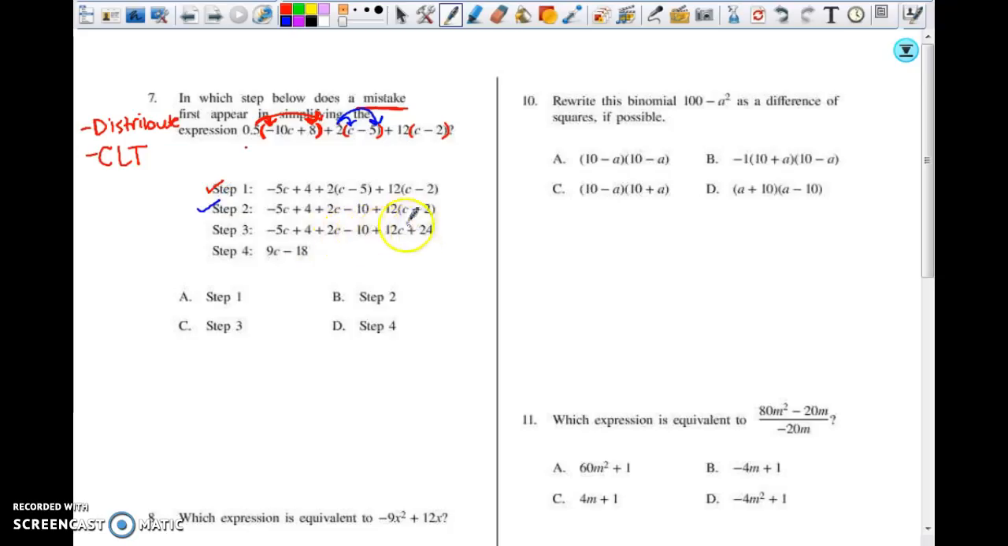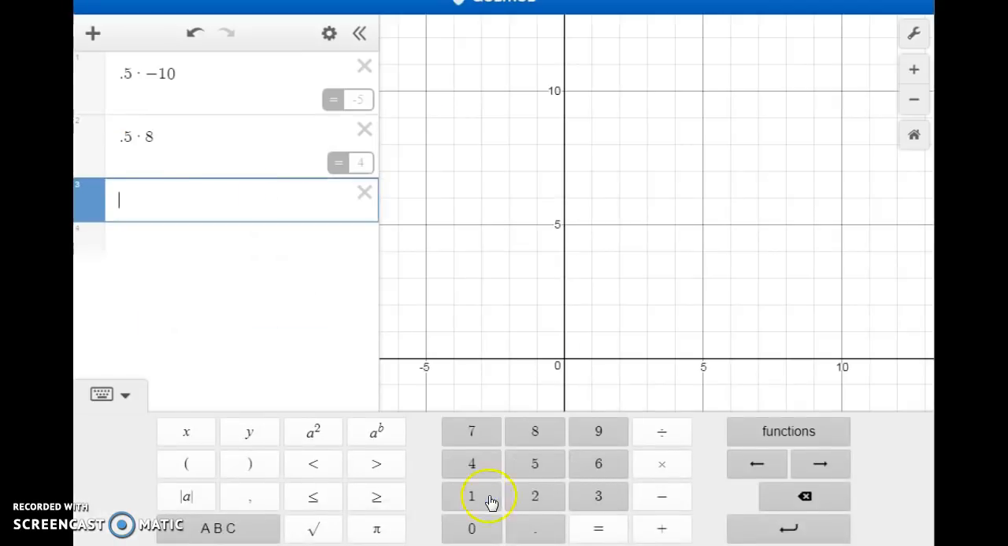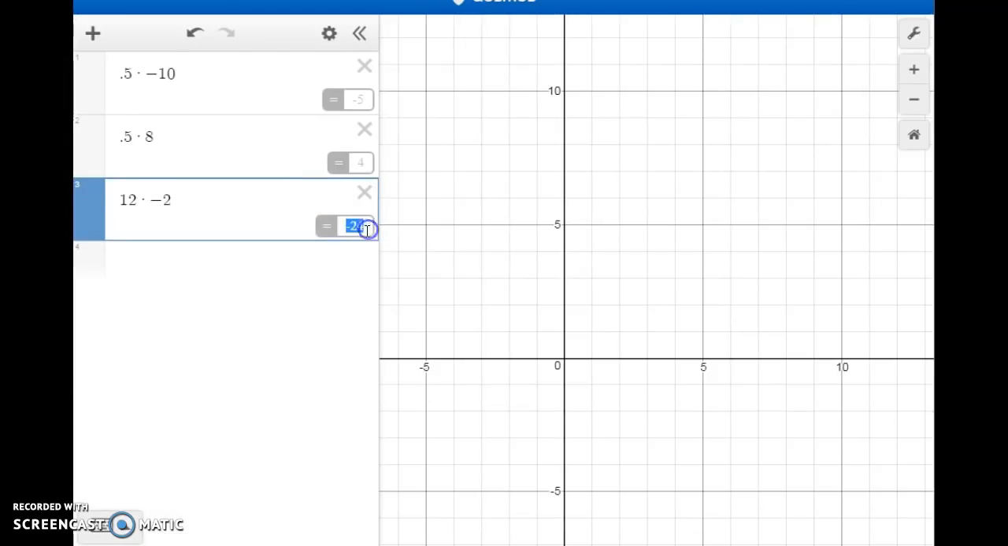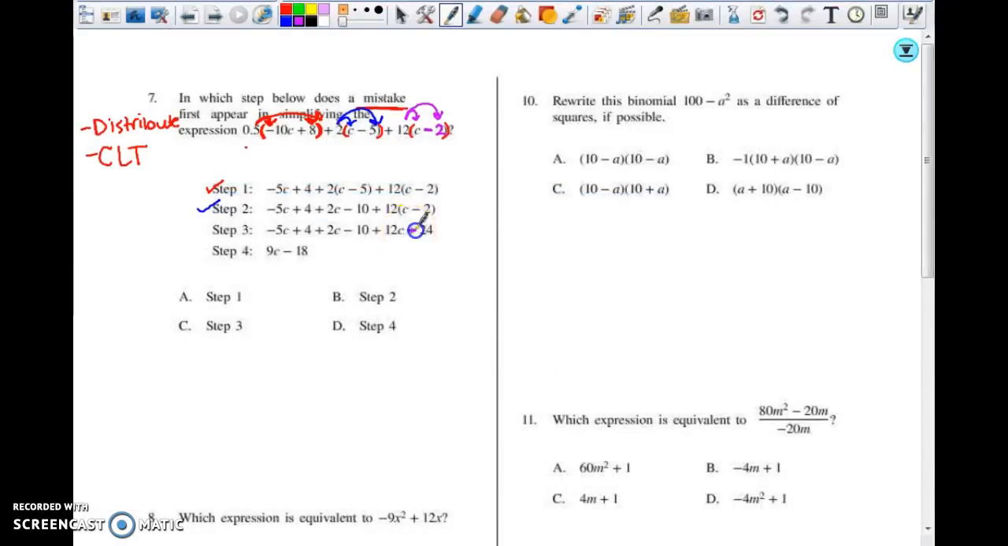So step 3 looks like they got rid of the last parentheses, so they distributed here. So let's see if they did that part right. Let's do this in another color, I guess. So here, I got 12 times c, right? You put the number and the variable together, that gives us 12c. But what is 12 times negative 2? Remember, that's a negative. 12 times negative 2, is that a positive 24? No, they should have got negative. So 12 times negative 2 is negative 24. So they forgot this should have been a negative. So this is where they made their first mistake.